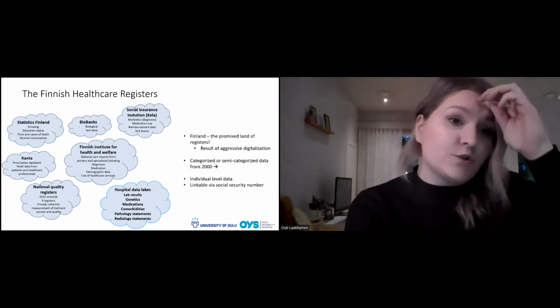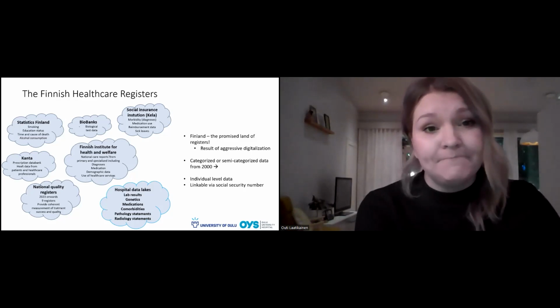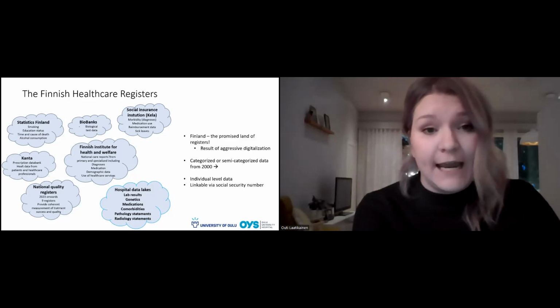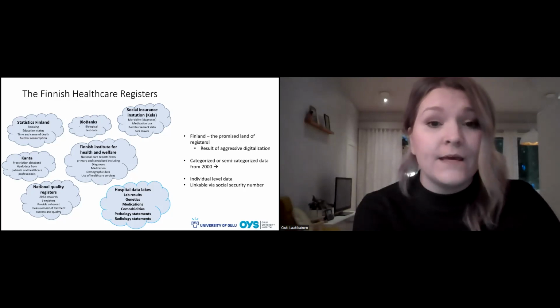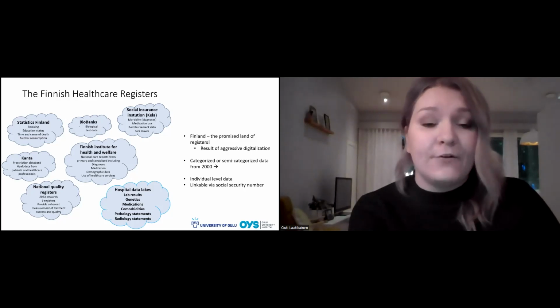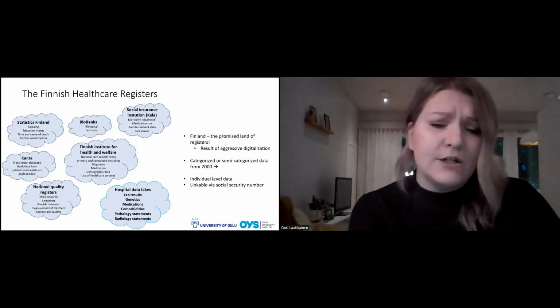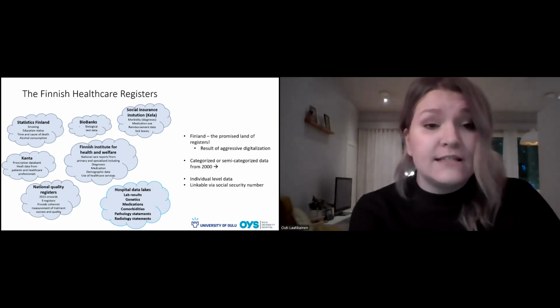Majority of these nationwide registers contain categorized or semi-categorized data. And they all approach the data from a bit of different angles. So we get a large variety of different data variables. But in addition to the nationwide registers, we do have more localized hospital data lake registers, which tend to document all variables that are documented during patients' care in healthcare, whether it's specialized or primary care. And it's collected from a specific area, typically from a university hospital area. And what's the difference between the nationwide registers and the hospital data lakes is that the hospital data lakes do contain a lot of narrative data as well, because they include all kinds of patient statements like pathology statements and radiology statements.